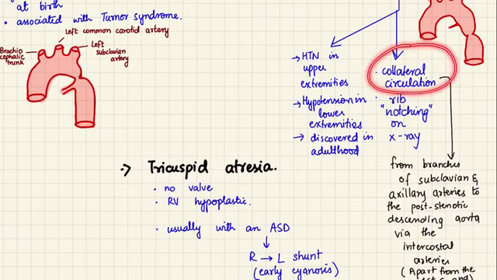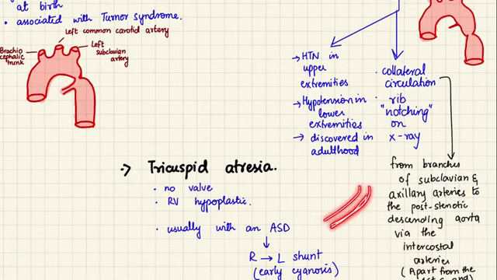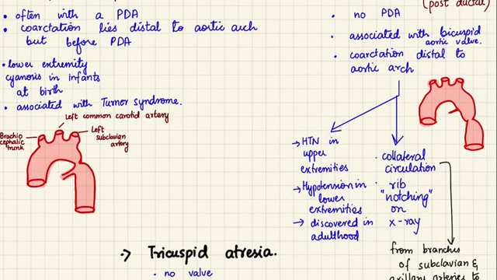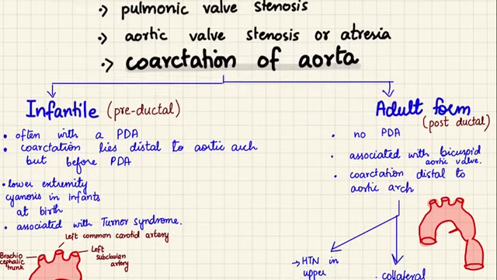Now, there is a mechanism called collateral circulation, in which the post-stenotic descending aorta, this part, is going to receive blood from branches of the subclavian artery and axillary arteries via the intercostal arteries. So the intercostal arteries are going to feed this part of the descending aorta. We know that the intercostal arteries are present along the ribs, and this has a characteristic sign on X-ray that is called rib notching. So this is a characteristic diagnostic sign of the adult form of coarctation of aorta. Similarly, it is going to cause hypertension in the upper extremities and hypotension in the lower extremities. That's all about coarctation of aorta.